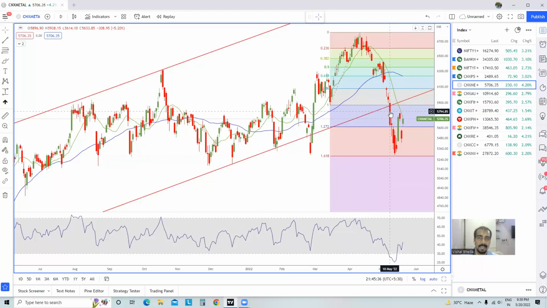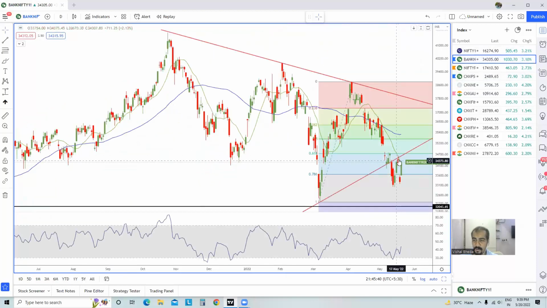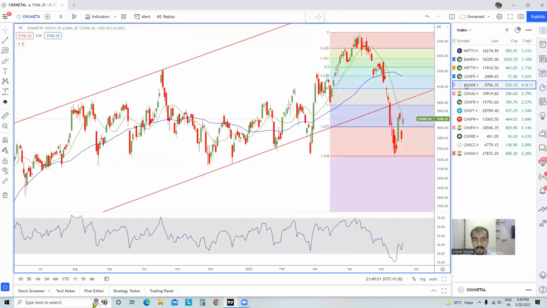Many times after a trend line breakdown, prices try to bounce back. They try to retest, as it happened in Bank Nifty Futures. In Bank Nifty Futures, if you saw, there was a breakdown, there was a big recovery in 2 days, there was a retest of the trend line, and again there was a sell-off. So generally it does happen in a trend line breakdown.